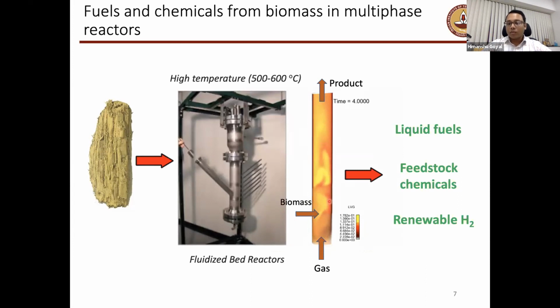Now the question is, first of all, we need to understand how these different processes are coupled together. Then we need to devise or find an optimal point so that we can convert this solid biomass into a product which we desire. It can be liquid fuel, some feedstock chemical, or renewable hydrogen. To achieve this economically, we need a better understanding of what is going on inside these reactors, and we need modeling tools to design them.